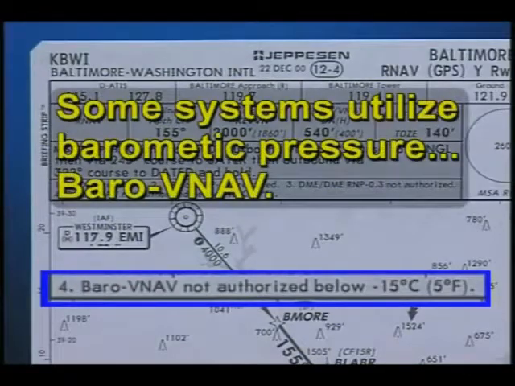Some RNAV systems utilize barometric pressure readings to generate a computer-guided vertical navigation path. This is called Baro VNAV, and in this case, it is not authorized for use below minus 15 degrees Celsius.